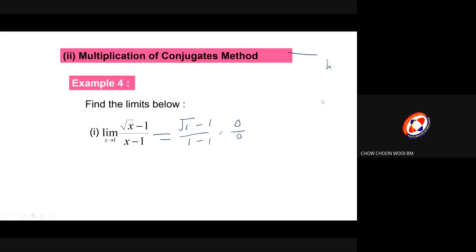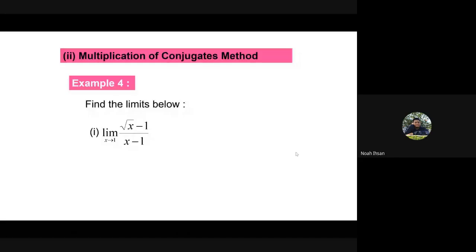Kalau 0 per 0, okay, we can factorize. Kita ada dua kaedah untuk solve dia. Apakah kaedah? Ingat tak? Factorize atau conjugate. Okay, dalam soalan ni, apa kaedah yang kita nak buat? You rasa kaedah mana yang sesuai untuk yang ini? Conjugate. Ya, kita ambil multiply by conjugate.